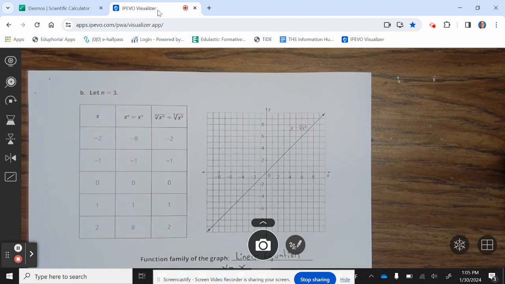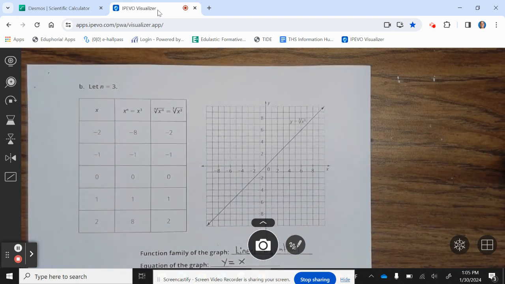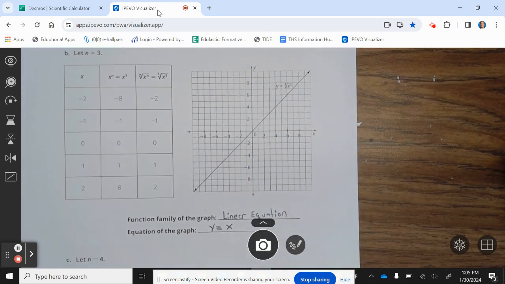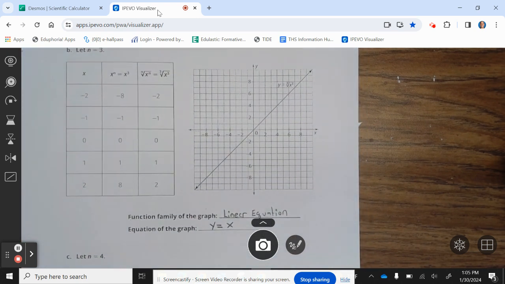All right, let's take a look at B. Go ahead and look over the table and graph. And then the function family of the graph is linear equation, and the equation of the graph is y equals x.